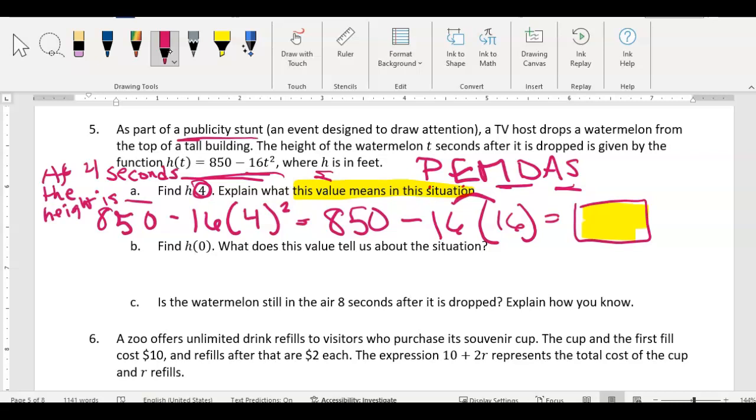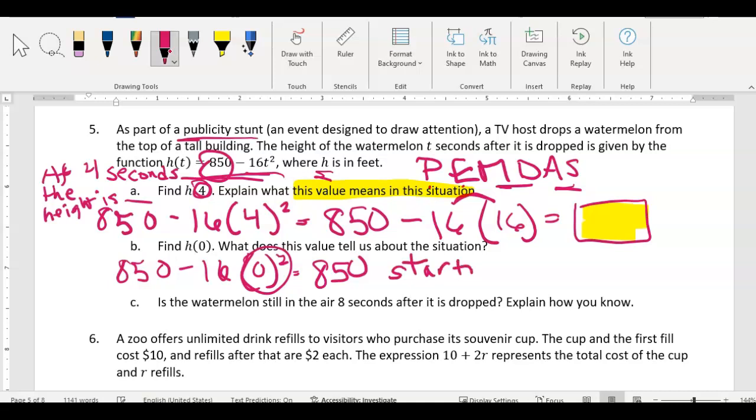Then it says find h of 0. So I'm going to plug in 850 minus 16 times 0 squared. And 16 times 0 squared, so 0 squared is 0. 0 times 16 is 0. So this is just going to be 850. And you might have been able to tell that from this equation because that is the starting amount. So that's the starting height at 0 seconds.